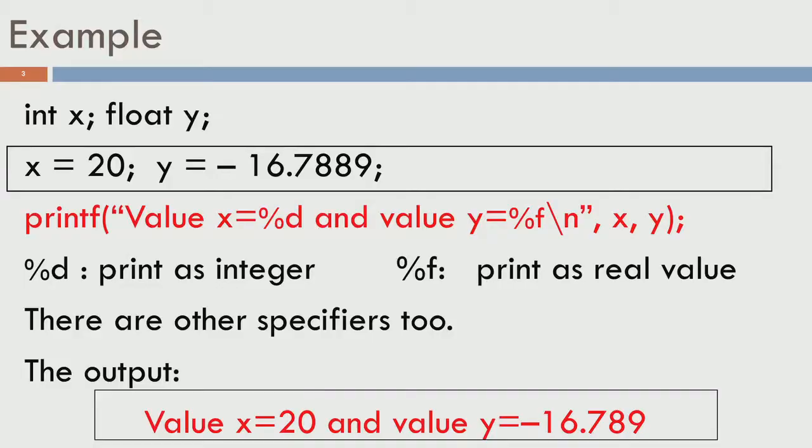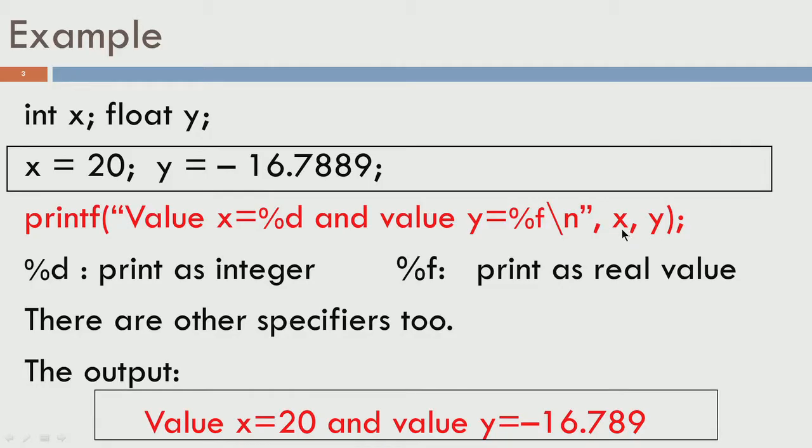So, let us look at this example. Let us say I have int x and float y, and let us say x equals 20 and y is minus 16 point something. If we have this printf statement, value x equals %d and value y equals %f backslash n comma x comma y. So, that is a printf statement. As you can see, the very first part is the format string which is enclosed within double quotes, and then there is a comma separated list of variables.